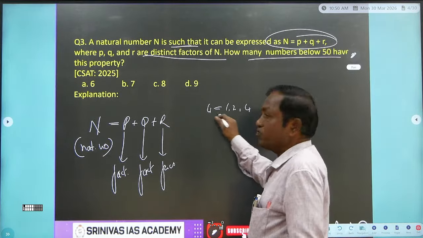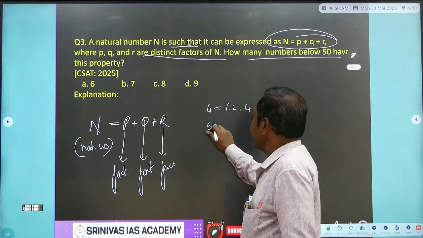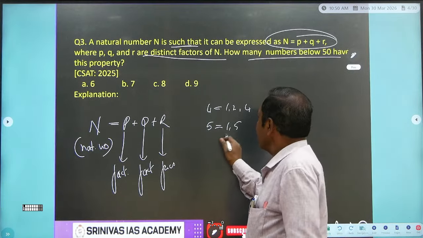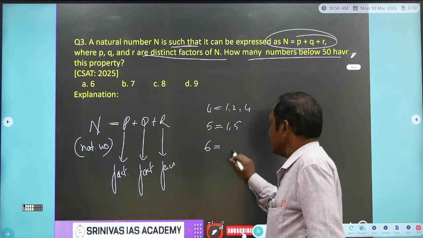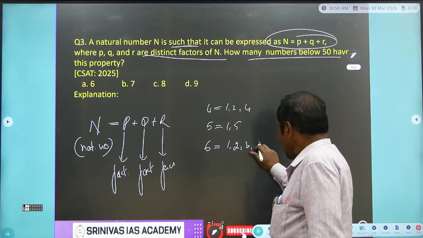1 plus 2, 3 plus 4, 7. That becomes 5. Even if you take 5, the factors of 5 are 1 and 5, which gives 6. What are the factors for 6? You take 1, 2, 3, 6.